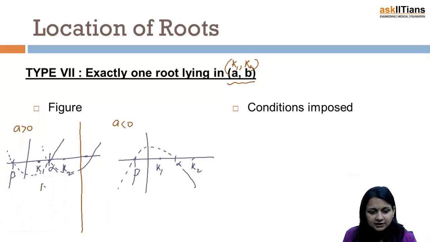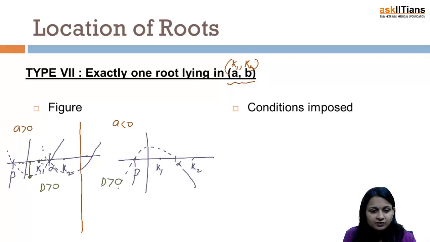Now, discriminant D will be greater than 0 in each of them. Minus b upon 2a. Can I talk about minus b upon 2a? Can I compare it with K1 and K2? No, because I am not sure. Here minus b upon 2a is this. K1 can lie anywhere in between alpha and beta. So, nothing about minus b upon 2a in reference to K1 or K2.